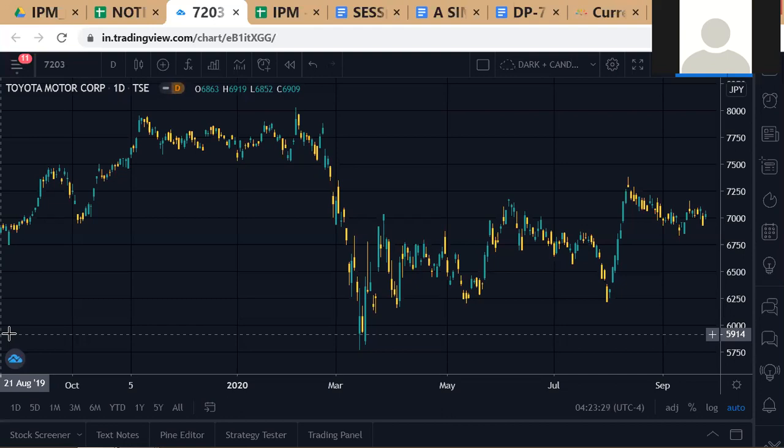Sir, can you repeat? Now you can see the chart, the Toyota Motor chart, trading on the TSE, Tokyo Stock Exchange. Yes, sir. You can see the chart, you can see the right-hand scale, okay? What is the terms asset?